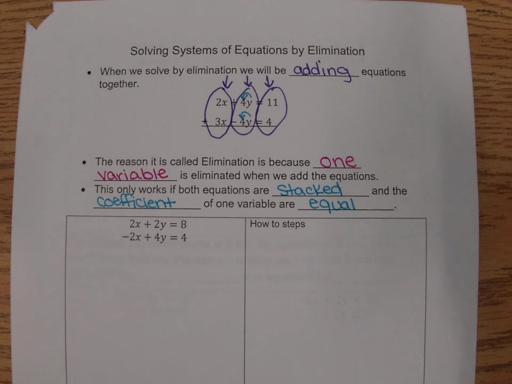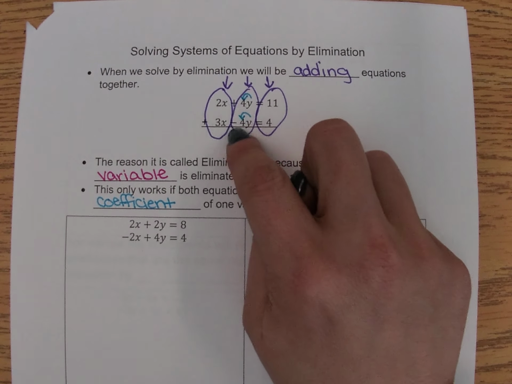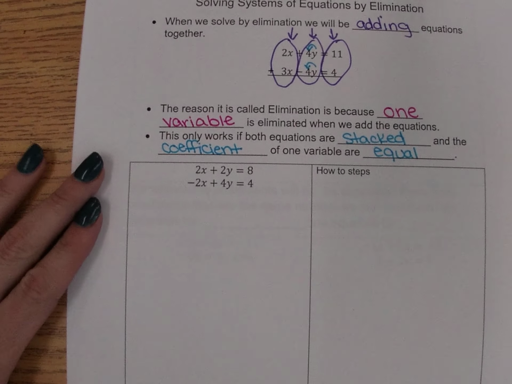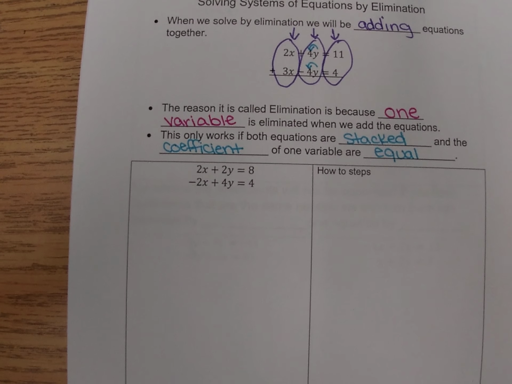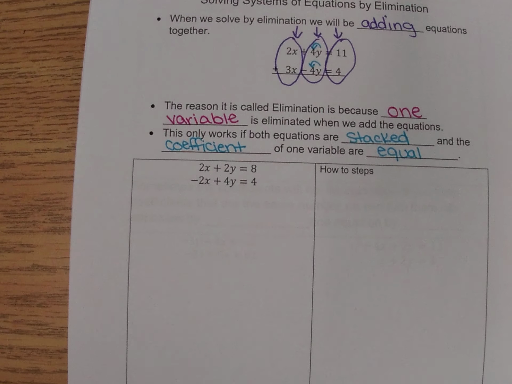Now, regardless of the sign, we're going to talk about that in a minute, how it works. But this y has a 4 in front of it, this y has a 4 in front of it. Now, one is positive and one is negative, and we'll cross that bridge when that comes. I'll show you how to deal with it. Okay, so here's how this is going to work. Let's say we have the system 2x plus 2y equals 8, and negative 2x plus 4y equals 4.